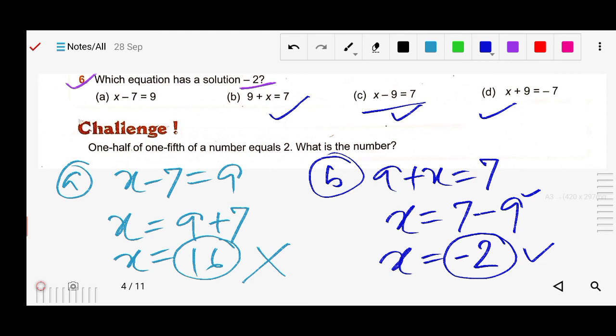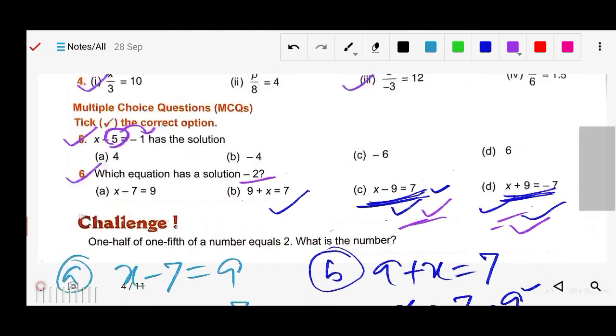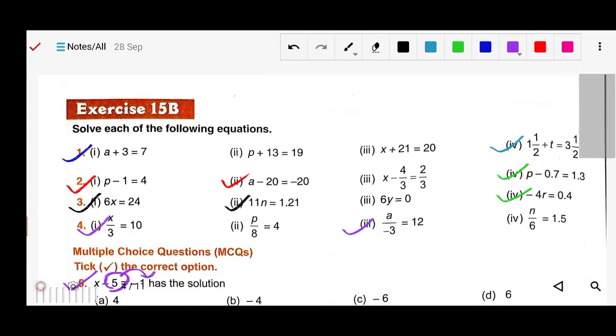You can find the value of x here, and also here, and also here. So here you will get 16 again. And here the value of x will be minus 16. You can check it. Your homework is exercise 15b.